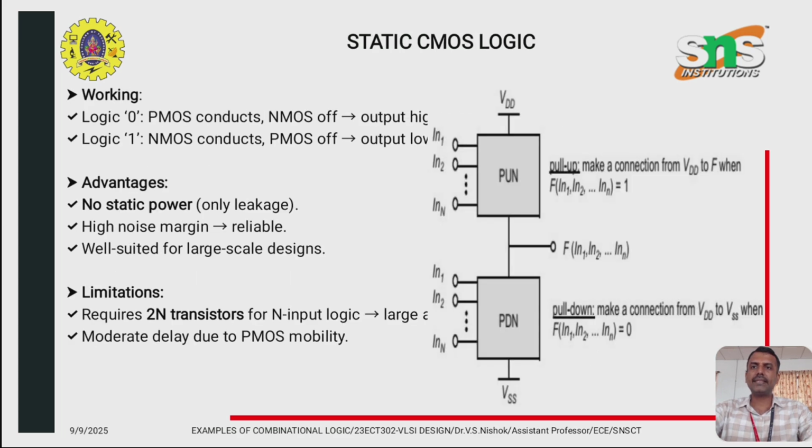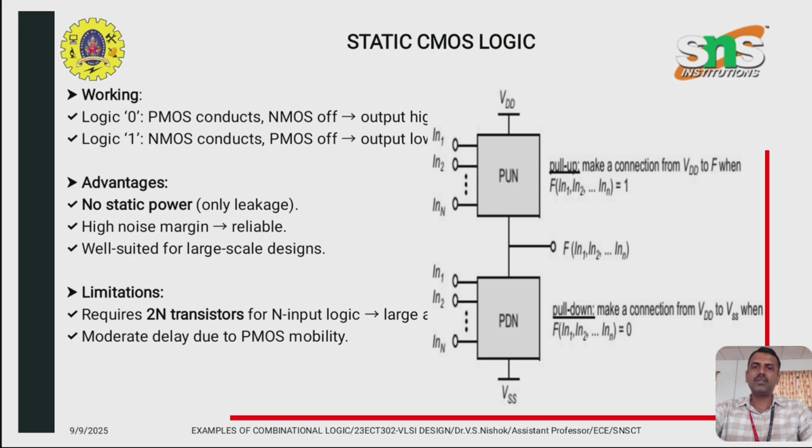We are starting with static CMOS logic. Here the general structure is given. From this general structure, we can see that in the pull-up network, every transistor is a PMOS transistor, and the pull-down network consists of NMOS transistors. When the input is 0, the PMOS will conduct and NMOS will be off. Likewise, when the input is 1, the NMOS conducts and PMOS becomes off. Based on this, the functioning happens for whatever the circuit may be.